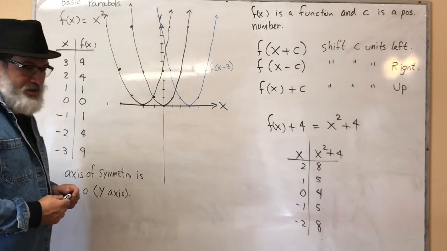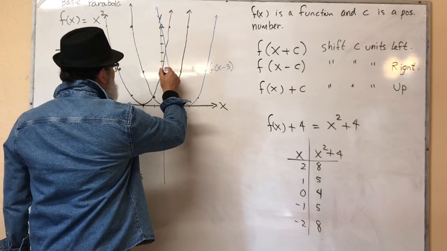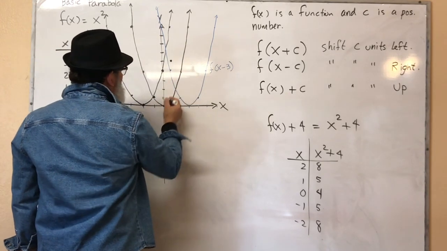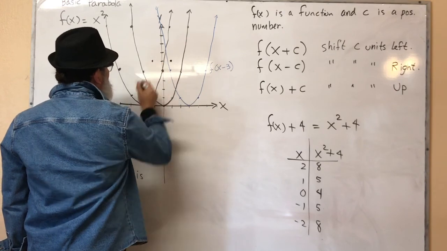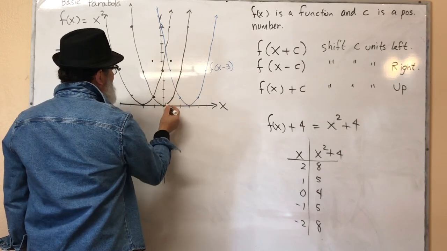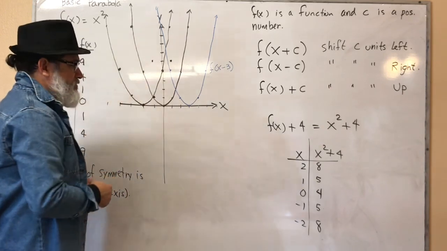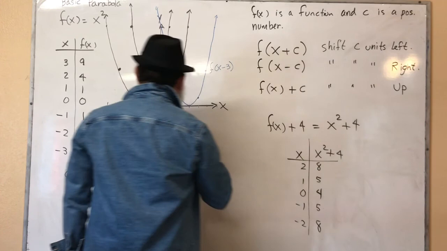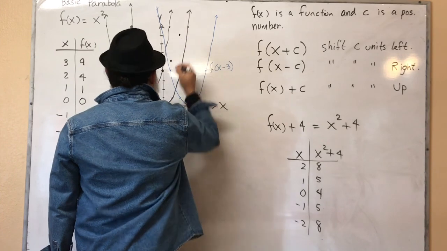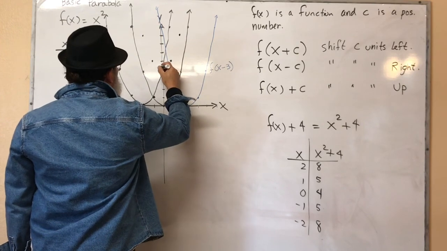Okay? So let's graph that one out. If x is 0, we get 4. Look. If x is 1, we get 5. If x is negative 1, we get 5. You see it? 1, 2, 3, 4, 5. Do you see it? If x is 2, we get 8, right there. If x is negative 2, we also get 8, right there. And so we're getting this parabola now.